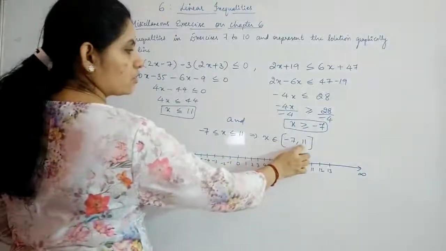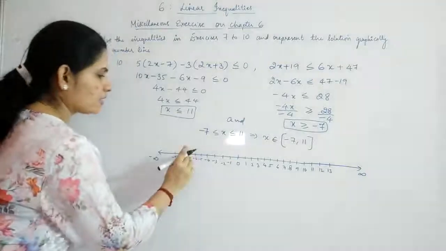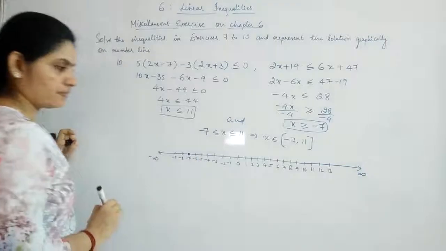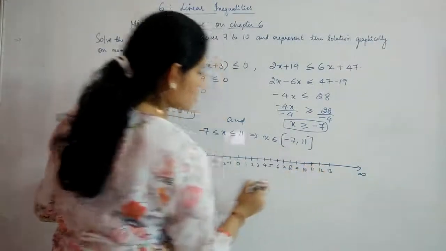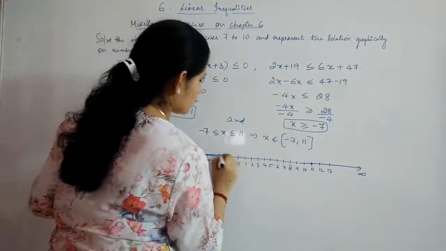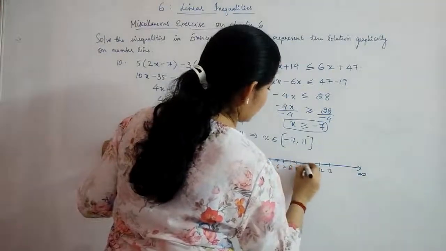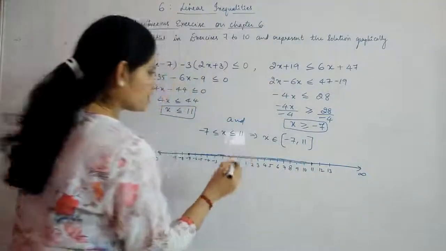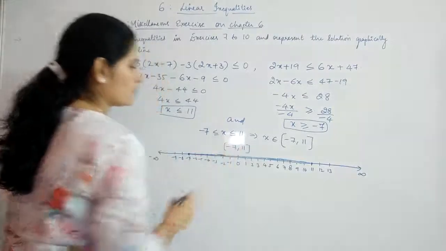So minus 7 comma 11 will be represented on the number line as this is minus 7. Again, less than or equal to means it is a darkened circle. You just darken that point, and 11 also. It is also included, so darken that. And in between you have to shade. That means darken the line in between minus 7 and 11, and that will give you the solution, which is representing the closed interval minus 7 comma 11.